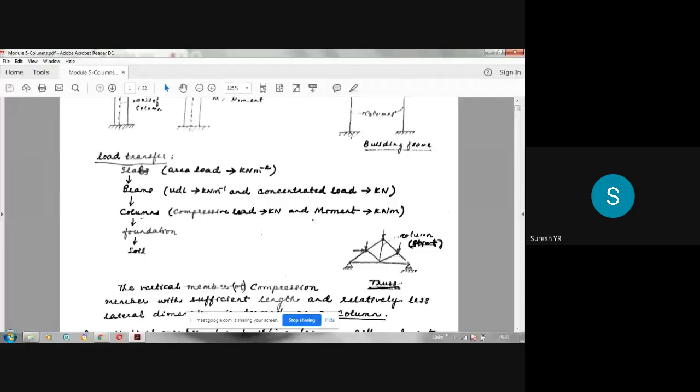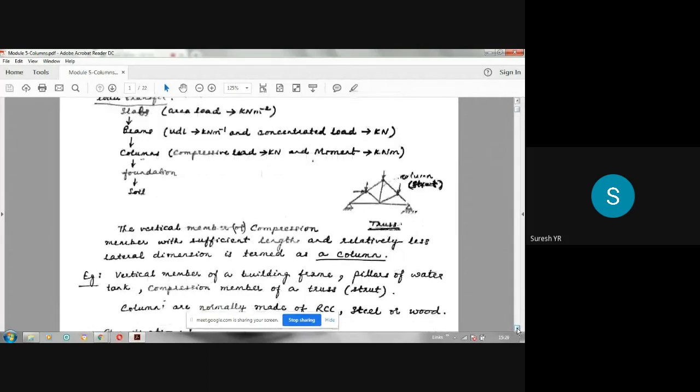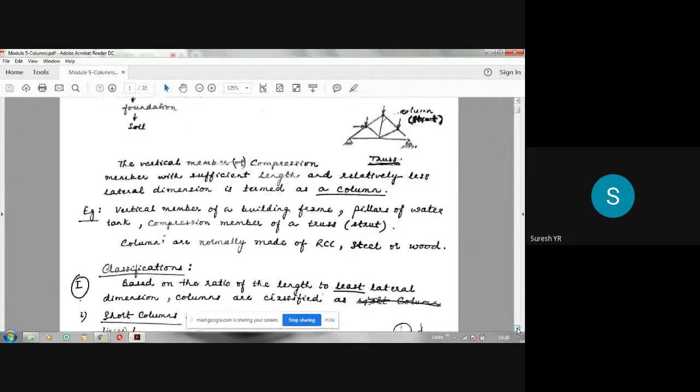Whereas in the case of frames, building frames, we call them columns. So columns are nothing but compressive load carrying members. Like that you have to define. So that is about the vertical member of a building frame or pillars of a water tank, or the compression member of a truss which is called a strut. They are all called columns.